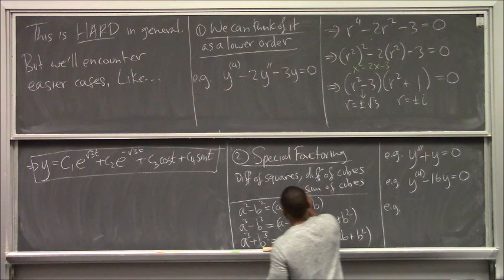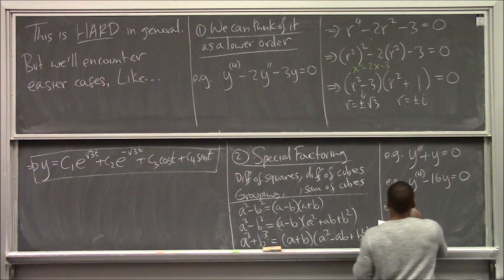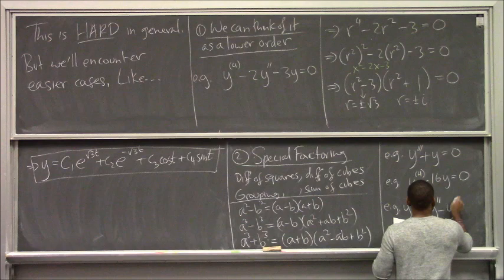And another example, grouping also, I put it in this category. Hint: this is y triple prime minus 2y double prime minus y prime plus 2y equals 0.